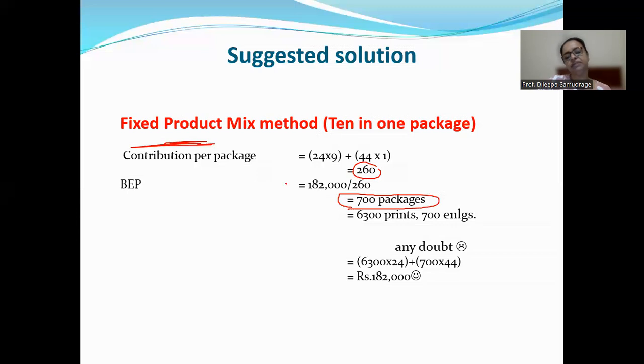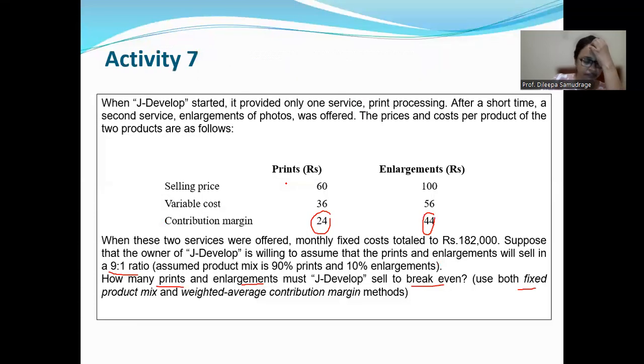Then the weighted average method. Under the weighted average method, find out. You have to wait, right? So out of 10, 9 is prints. Out of 10, 1 is enlargement, right? So likewise, you have to get the contribution. You have to wait.